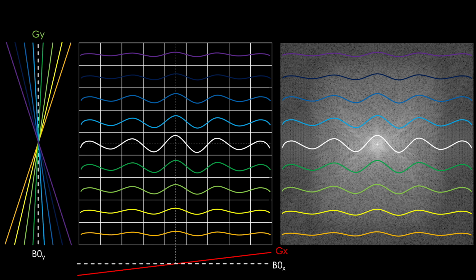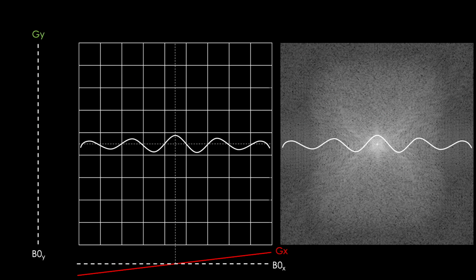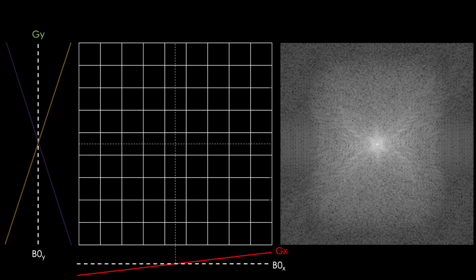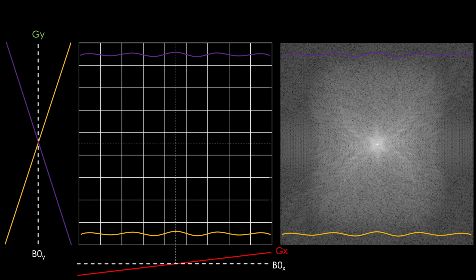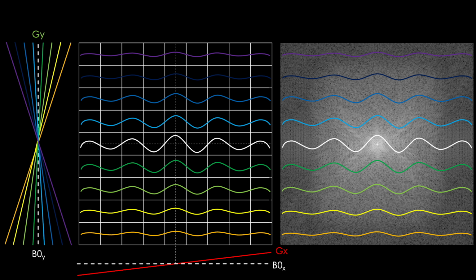Noting that when we apply the minimal amount of gradients, such as here where no GY gradient was applied, we'll get the strongest echo, highest recorded signal, and therefore the brightest area in this image. Alternatively, when we apply the maximum combination of gradients, we'll get the weakest echo due to dephasing, record the lowest signal, and therefore generate the darkest areas of this image, along with everything in between.